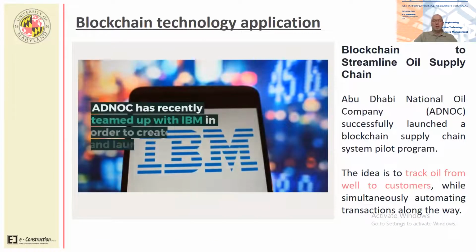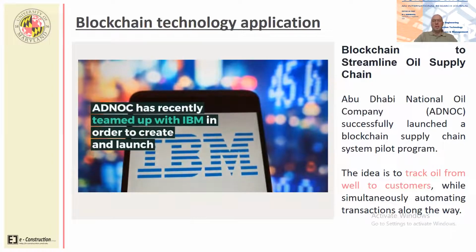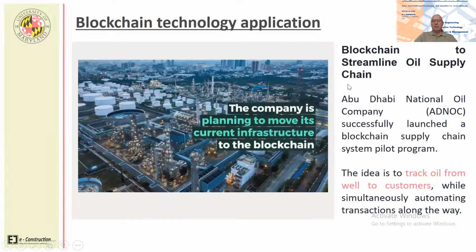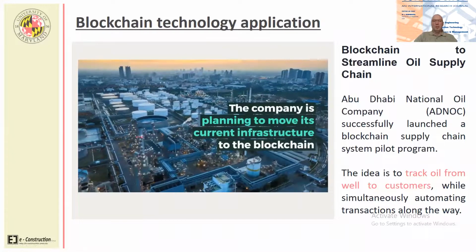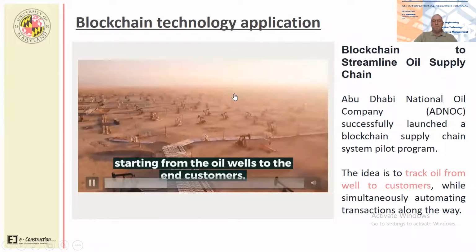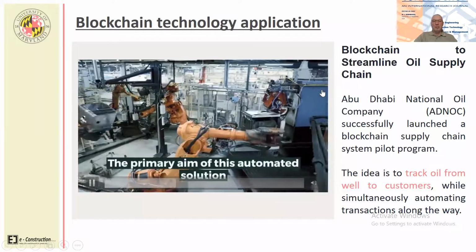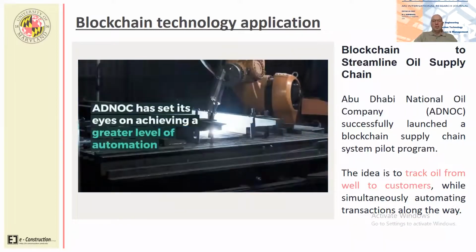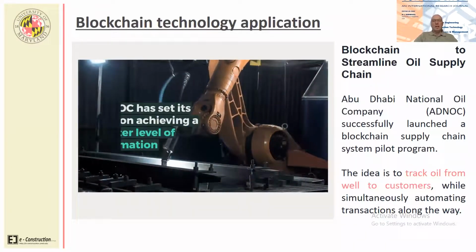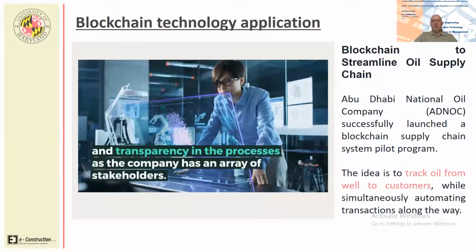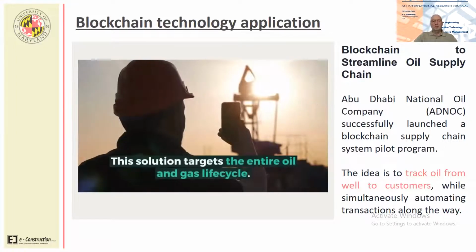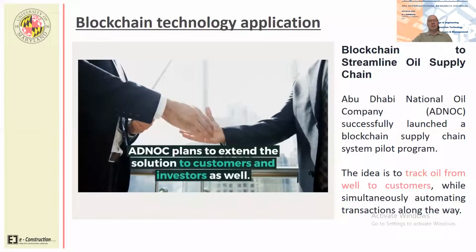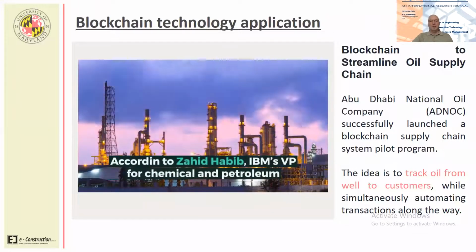So this is just one example from Abu Dhabi National Oil Company. They streamline oil supply chains using blockchain technology. This is still a pilot application. Nevertheless, the company is a pioneer in the oil and gas industry, and the entire supply chain of the products that they deliver to the customer, to the market, in this pilot project has been implemented with the use of blockchain technology.